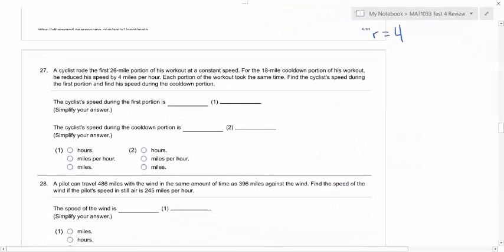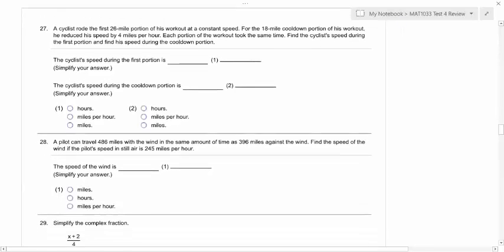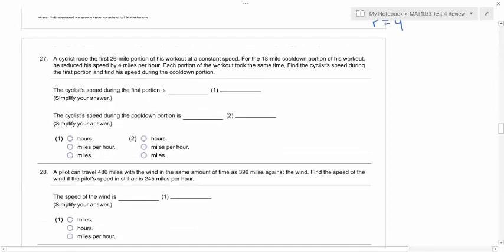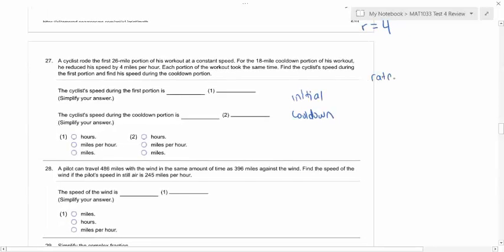Okay, so now we have a few more problems. Let's see, 2 more word problems where we're going to create the chart ourselves. The initial part and then the cool down part. So what rates did they give us? You got 4 miles per hour.